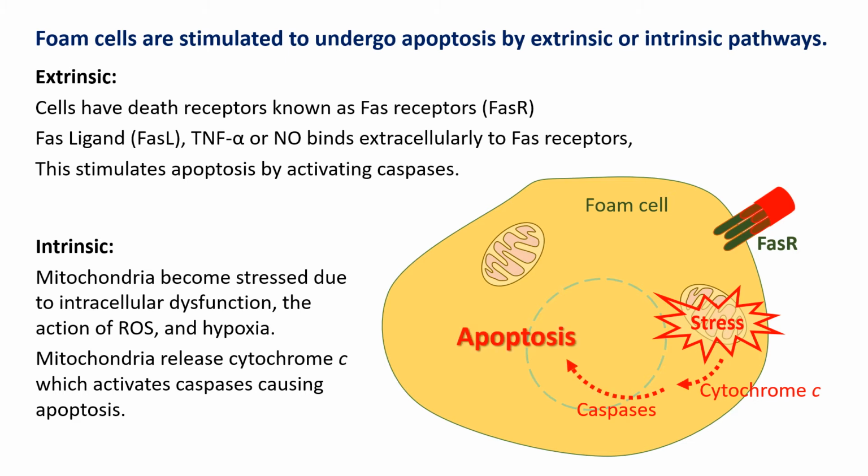When they become stressed, they release cytochrome C, and they actually get this from those proton pumps. Remember, the proton pumps in the electron transport chain were made of cytochrome. So they use cytochrome C, and that then activates caspases again, causing apoptosis. So we've got a pathway within the cell involving mitochondrial stress and caspases. Then we've got this extrinsic pathway where something binds, Fas ligand, TNF-alpha, nitric oxide, and also stimulates caspases. Both of these stimulate apoptosis in the foam cell.